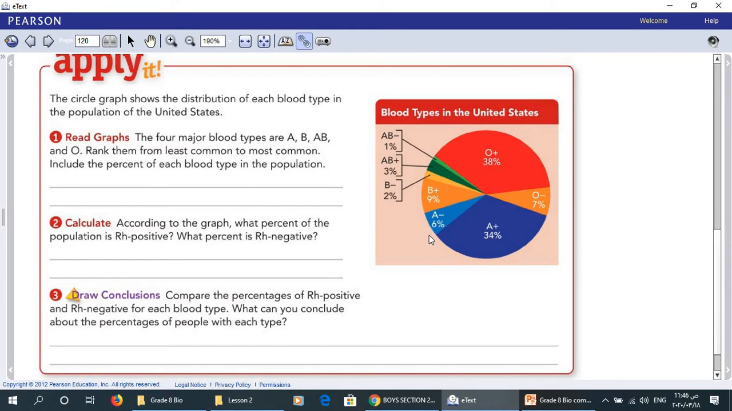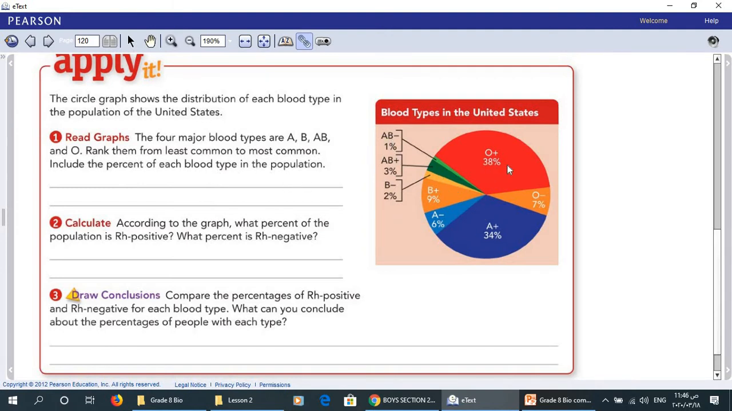Now we'll start to solve the questions. Look at the graph here. Here are blood types in the United States. The four major blood types are A, B, AB, and O. Rank them from least common to most common. Include the percent of each blood type in the population.